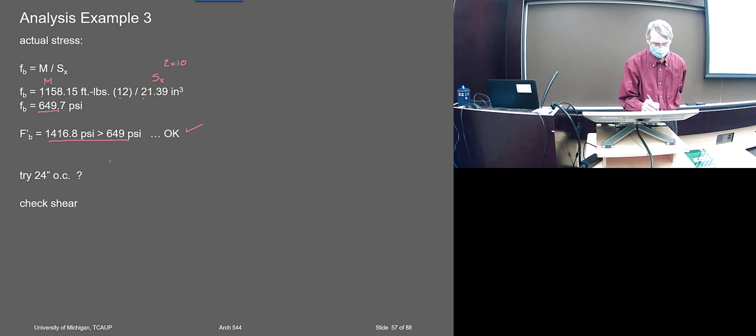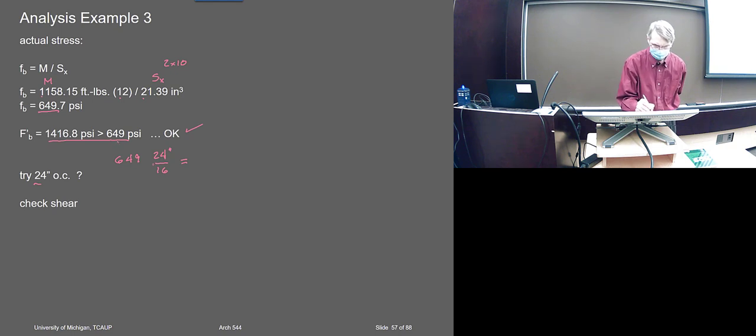So you could even ask yourself, okay, if you had a situation like that, these are at 16 inches on center. Is that what we did this at, as I recall? So could I maybe go to 24 inches on center? So could I say 649 times 24 inches on center and divide out the 16? And what does that give me? Somebody calculate that for me.